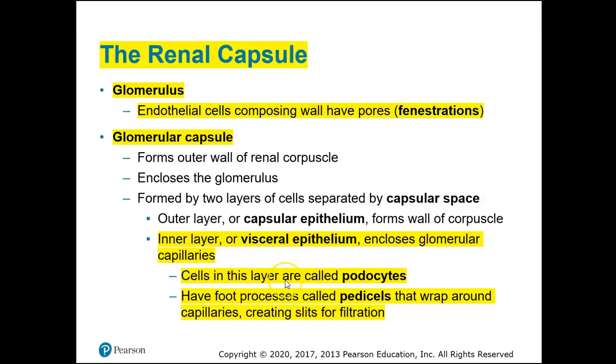And the cells in the layer formed by the glomerular capsule that contacts the glomerulus are called podocytes because they have these little foot processes called pedicels, and the combination of the pedicels and the fenestrations create filtration slits.